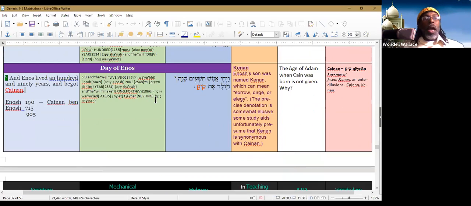Okay, yeah. And Enosh lived 190 years and begot Canaan. The age of Adam when Cain was born is not given. Why? This is something I noticed that I wanted to bring to your attention, and something you should ask yourself. The ages of Adam when he gave birth to Abel and Cain were never mentioned. Why not? Why is it being mentioned now?